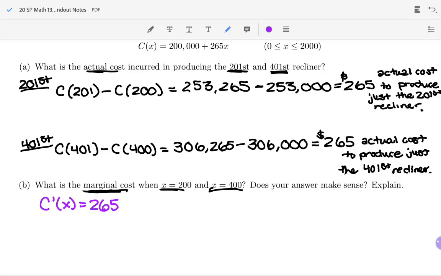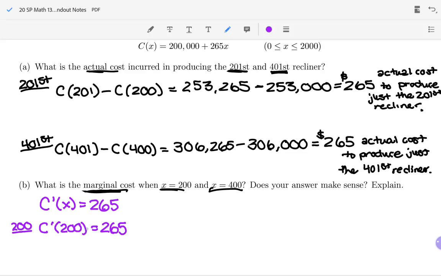Ooh, so this is going to be pretty easy to plug into. No matter what x you plug into, there's no place to put it. C prime of x, the derivative marginal cost is always 265. So I can show plugging in 200. It's going to estimate the 200 first, but C prime of 200 is still just going to stay 265. There's no place to plug in the x. This is why we like the shortcut. So much faster. C prime of 200.